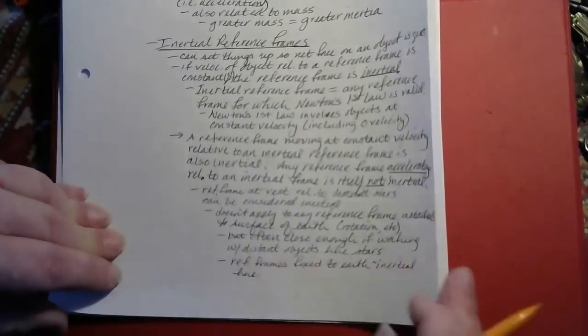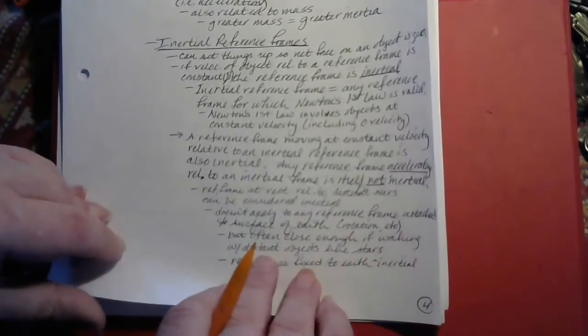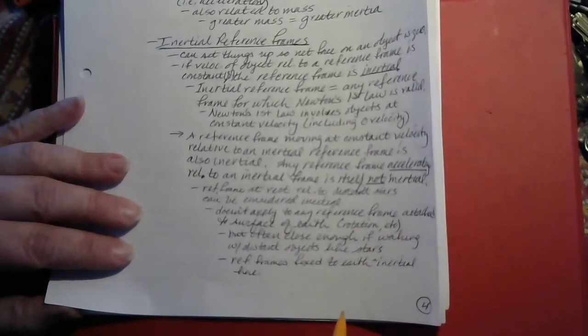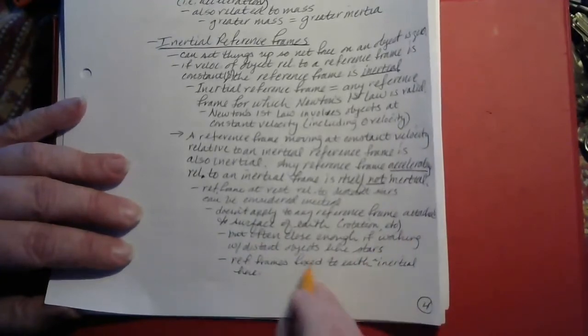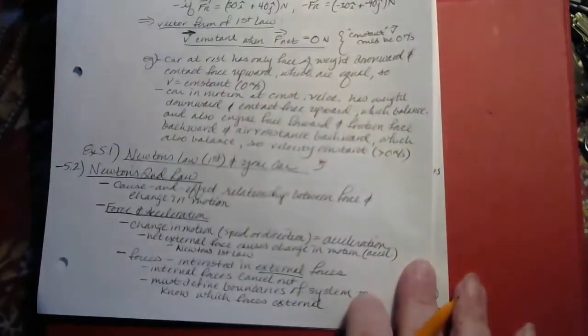Okay, but often that's close enough, at least over a period of time, depending on how long a time you're planning on observing things. So actually, reference frames fixed to the surface of the Earth are generally considered inertial in this book. Okay, so for what that's worth.